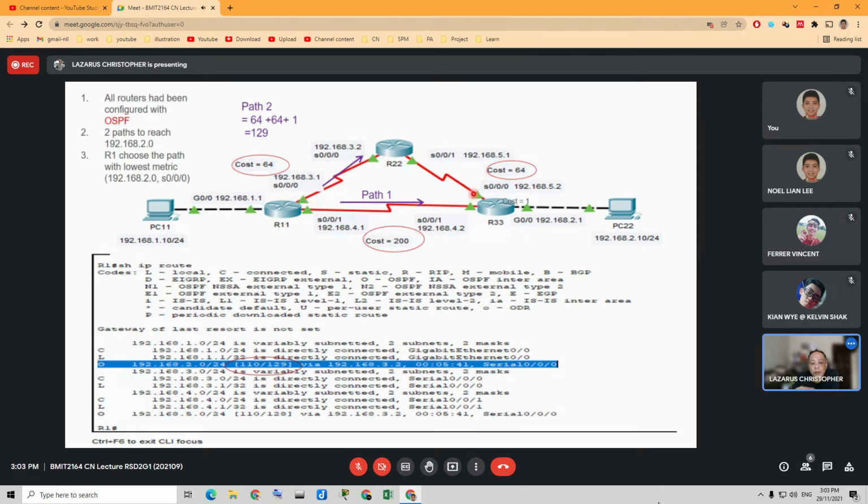So this path, path 2, plus 1 again here. There's a cost of 1 here, right? So 64 plus 64 is 128, plus 1, it's 129 cost here. So this path will win, and this path will be entered here. And you can see it's OSPF. Just now it was RIP. Later we'll see EIGRP, which is D. And you can see the metric 129 there.